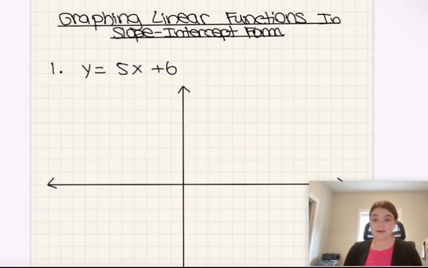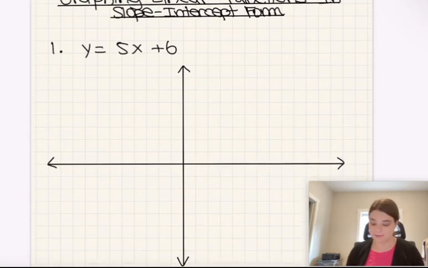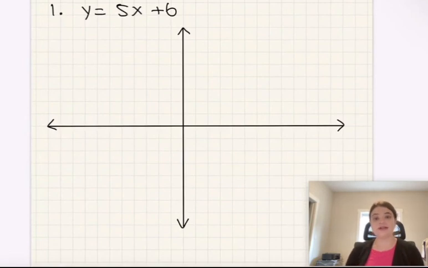Hello everyone, welcome back. Today we are going to be graphing linear functions in slope-intercept form. So slope-intercept form, that just means y equals mx plus b form. In slope-intercept form, there's two main numbers that we care about. There's the slope and there's also the y-intercept.